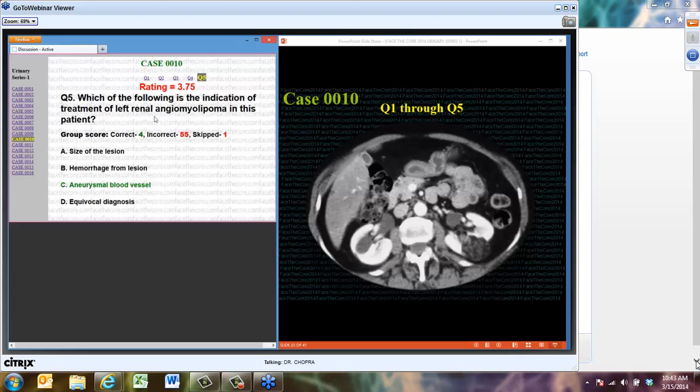Which of the following is the indication of treatment of left renal angiomyolipoma in this patient? All these are indications for treatment, but in this case the size is not more than 4 centimeters, so that is unlikely. There is no hemorrhage from this lesion that we are seeing, so that is not true. The diagnosis is pretty clear, so again, we don't need to do anything for that. It is this aneurysmal blood vessel that is running through. If there is an aneurysmal blood vessel that measures more than 5 millimeters in diameter that runs through the angiomyolipoma, it is at a much higher risk for bleeding than those without an aneurysmal blood vessel.